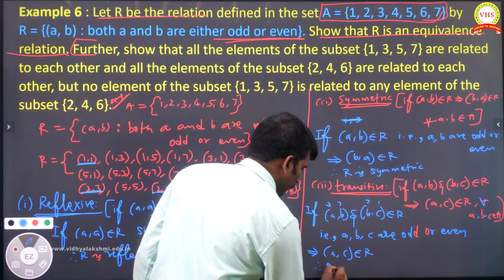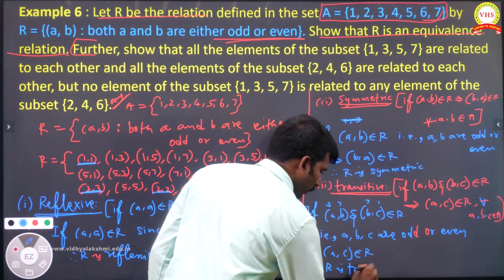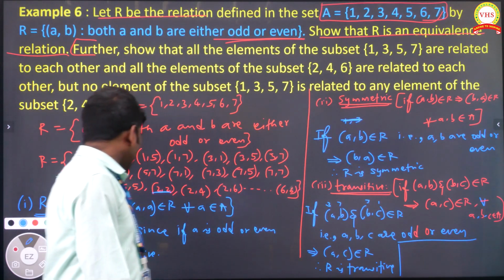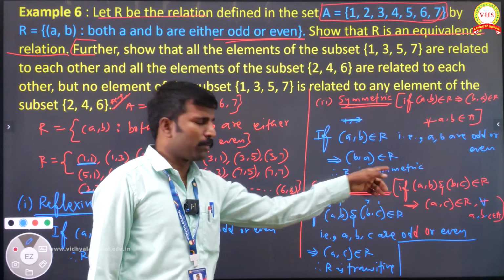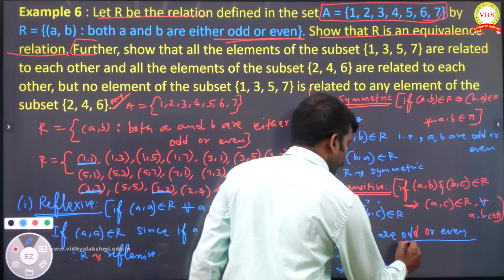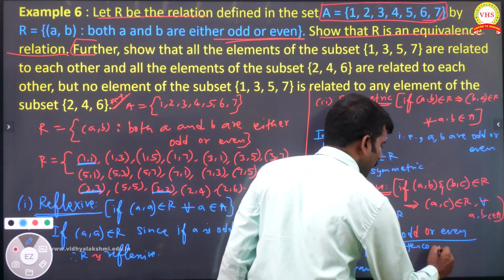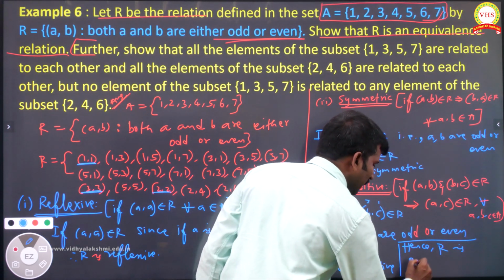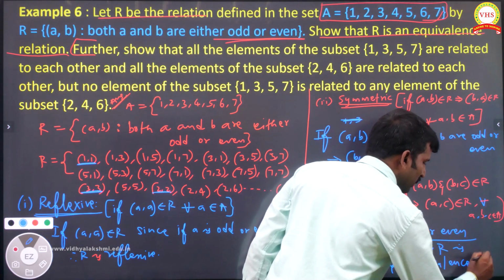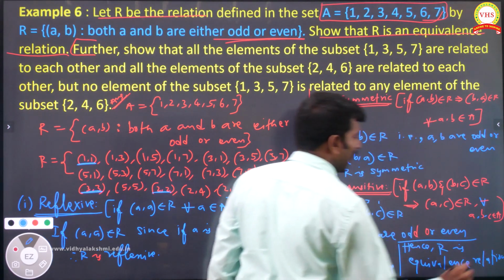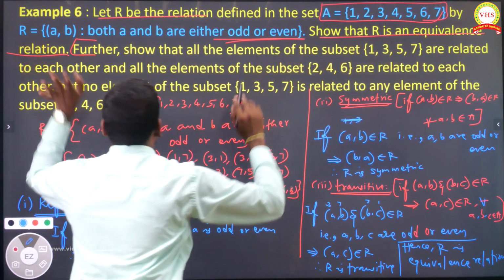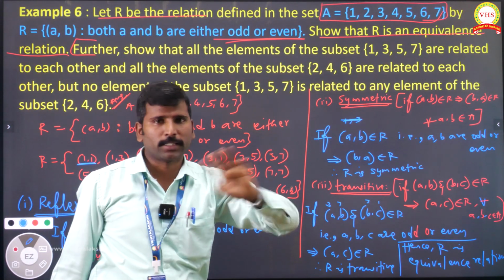It means R is transitive. So if R is reflexive, R is symmetric, and R is transitive, what is the meaning, children? It satisfies that R is an equivalence relation. That is what they asked to show, that R is an equivalence relation. Now it's done. First part is done.